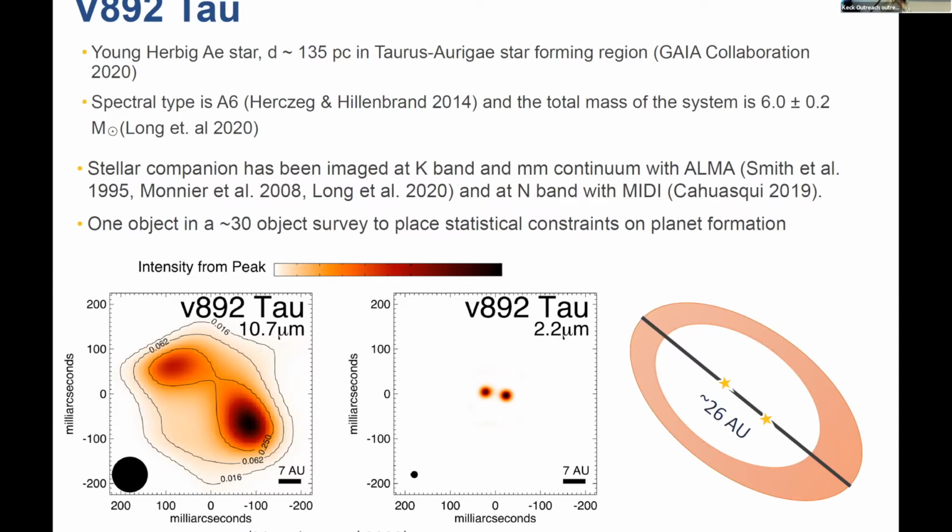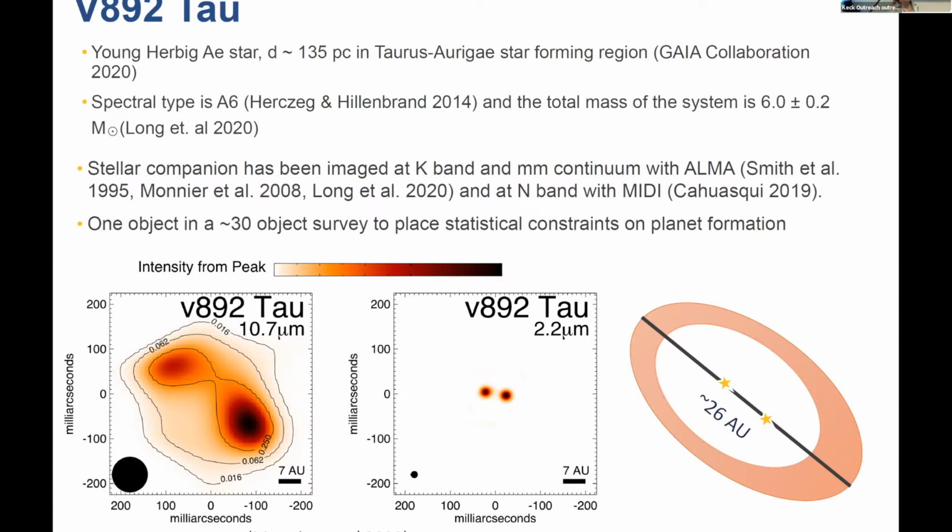The circumbinary disk was first discovered when it was imaged at 10.7 microns, and about 6 months later, it was imaged at K-band, and the stellar companion was resolved. We show a toy model of the system as we know it today. The diameter of the disk is about 26 AU.